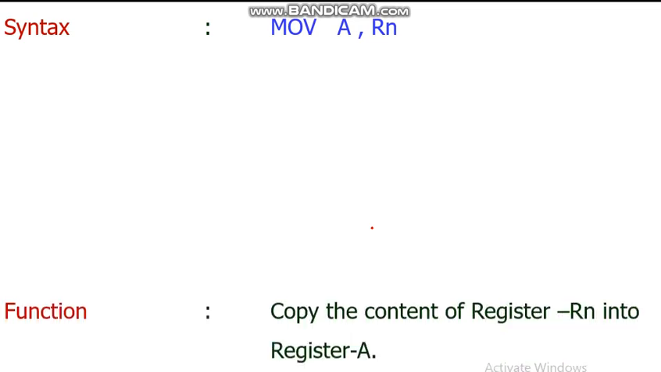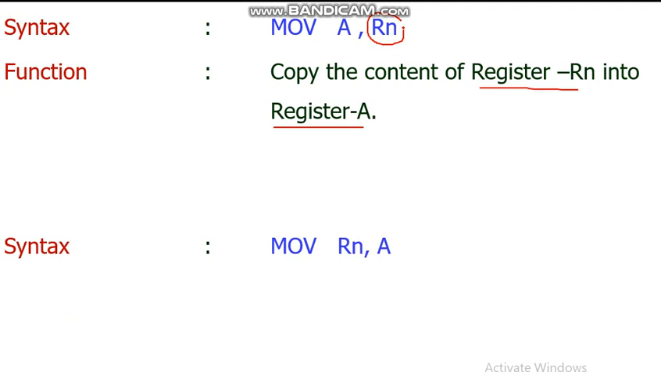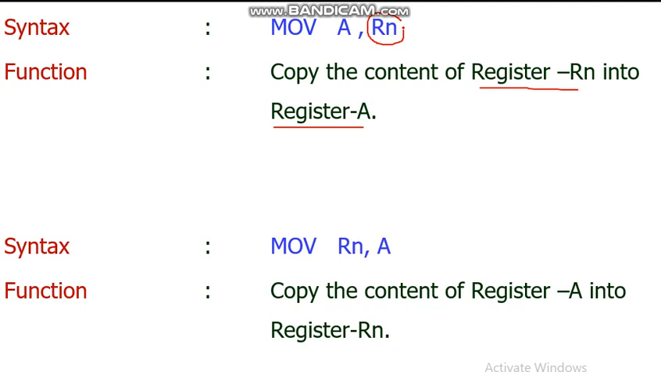Then next syntax is MOV A, Rn. Meaning of this, copy the content of register Rn into register A. So here Rn can be either R0 to R7, either of one. One more syntax is MOV Rn, A. This instruction will copy the content of A into register Rn. So both are opposite. Here content of Rn is copied into accumulator. Here the content of A is copied into Rn.